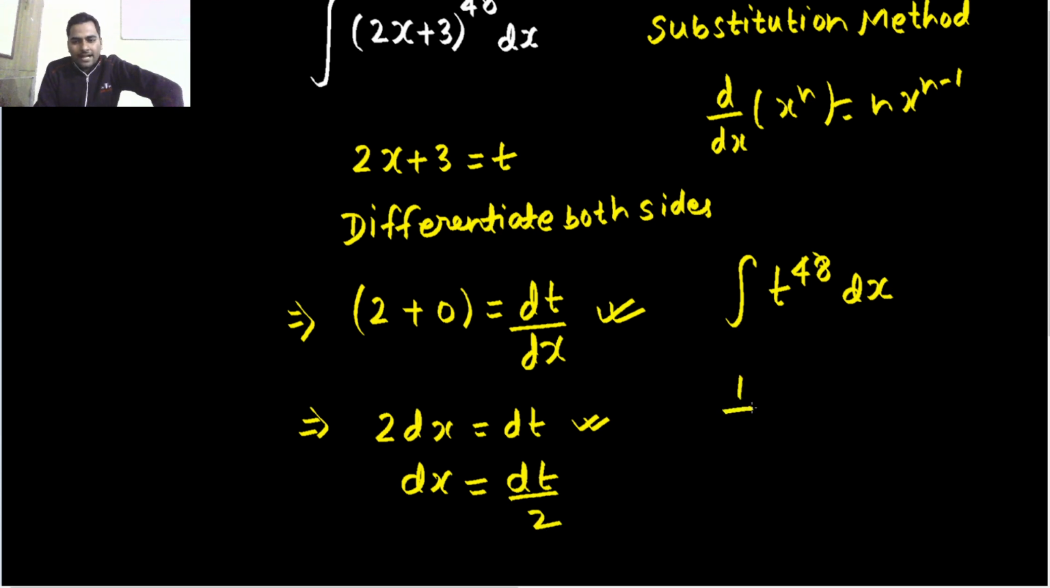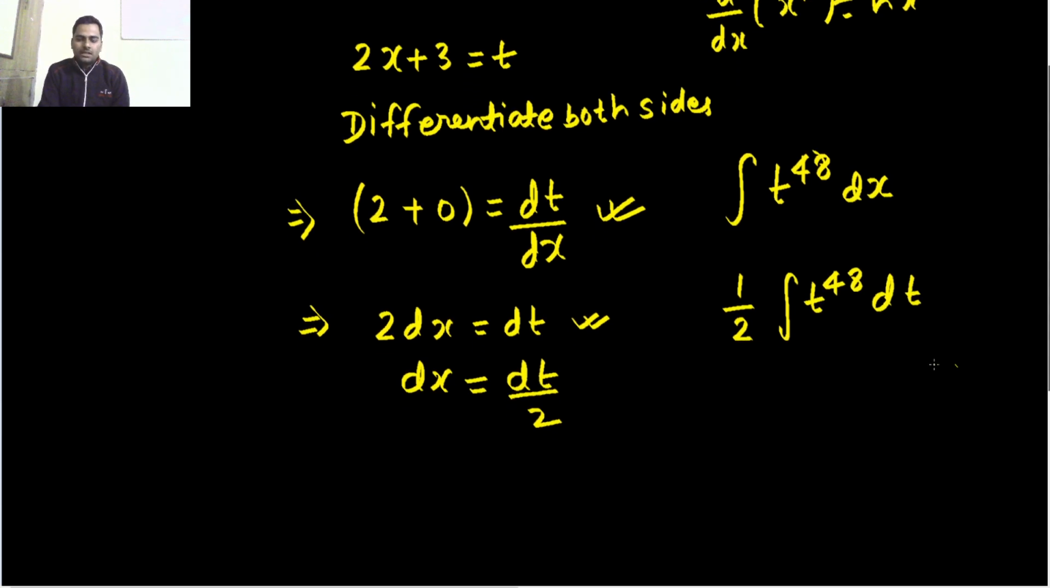So now I can write this. I take 1 by 2 outside, t power 48, in place of dx I got dt by 2. I took 1 by 2 outside. Look how simple it is to integrate this. t power 48, you already know, you have a lot of confidence in doing this. Increase the power by 1, divide by the same power.